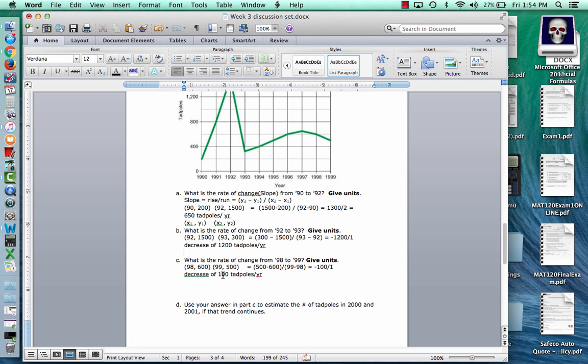Alright. Now, use your answer in part C to estimate the number of tadpoles in 2000 and 2001 if that trend continues. So the point is from 98 to 99, the decrease of tadpoles was 100 per year. So if the trend continues, from 98 to 99 it decreased 100. So if that trend continues from 99 to 2000, it should decrease 100 again. So it will go from 500 to 400.